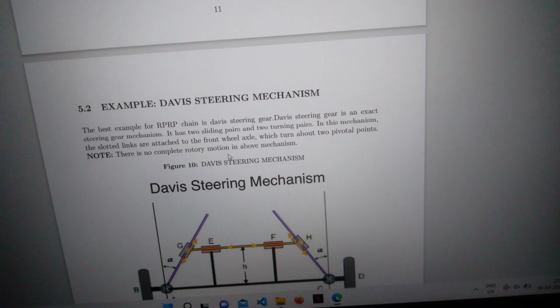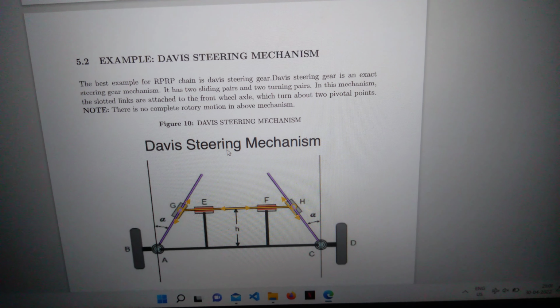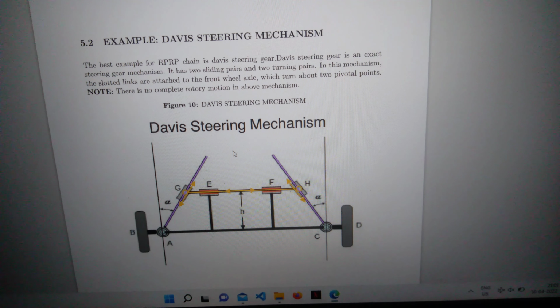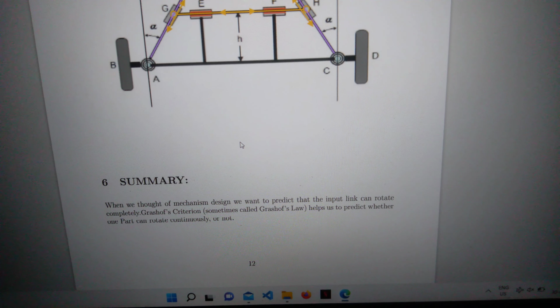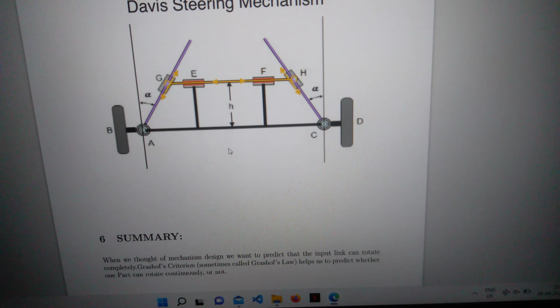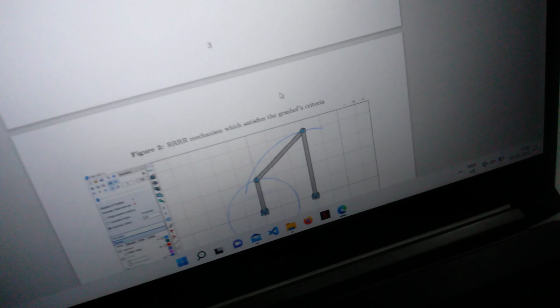Now let's come to the Davis example. The Davis steering mechanism, sir, is the best example of the RP chain. I have also given some photos, sir. Okay, sir, that's all from my side.